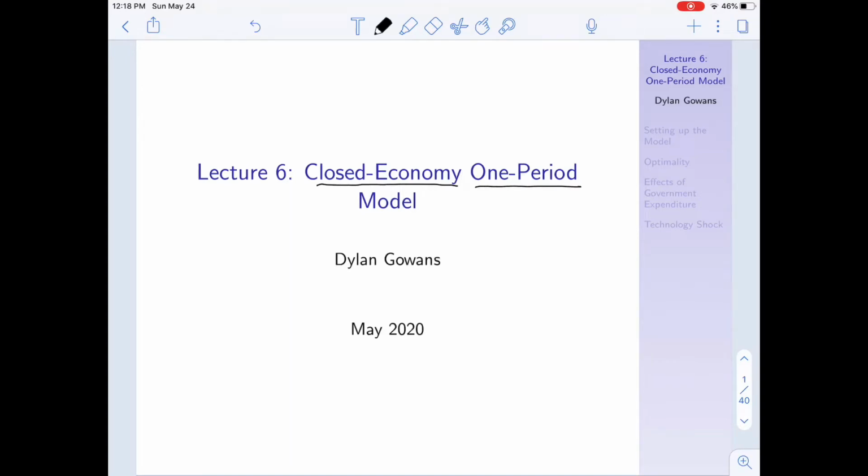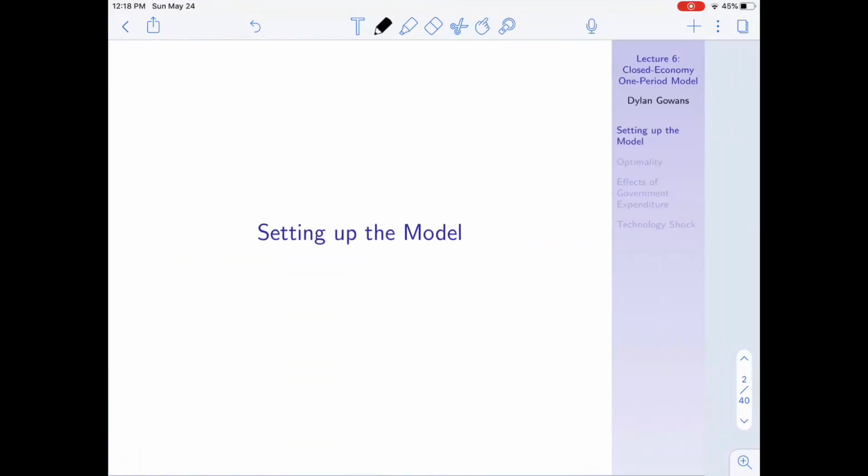Now we talked about this already. What this means is the model is static, or everything happens in one period. So what this really means for us is that the consumer doesn't have to worry about savings. There are no savings. And likewise, we're restricting the firm to have a set amount of capital. So the firm cannot pick its capital stock. It's just given. And so with that, let's begin.